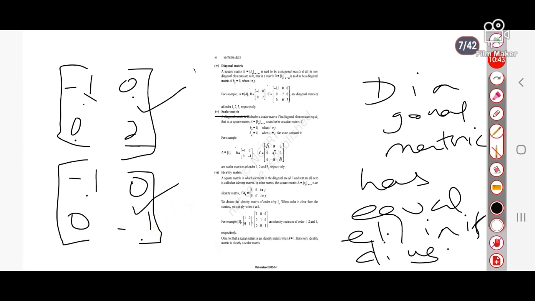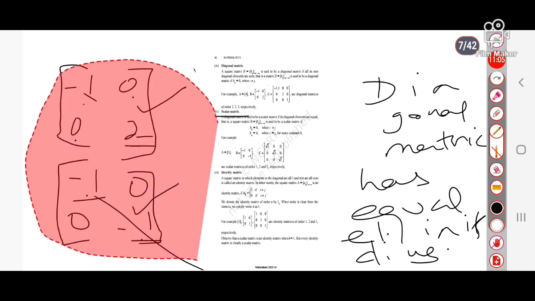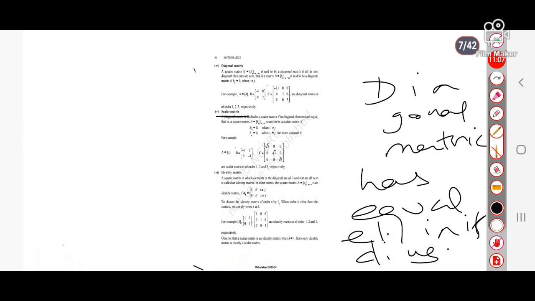That's the difference. Both share the same condition, but one extra condition is present for the scalar matrix: the same element should be present in the diagonal. Then it forms a scalar matrix. You can also say it like this: every scalar matrix is a diagonal matrix, but not every diagonal matrix is a scalar matrix.